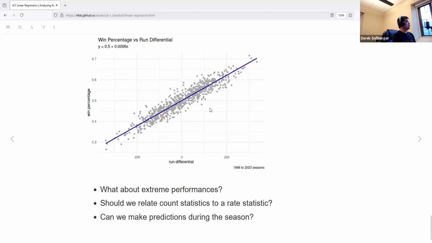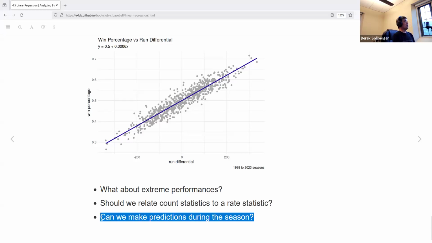And the data I use for this is seasons from 1998 to 2023, namely the total number of runs and runs allowed from each season. Wouldn't you want a mechanism that you felt more confident in for making predictions during the season? So that's debatable as well.